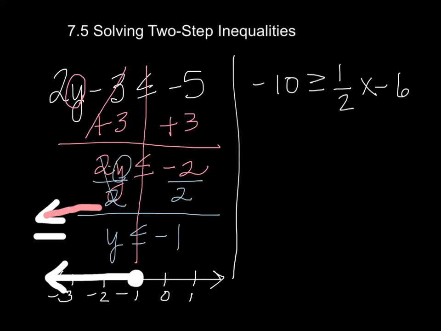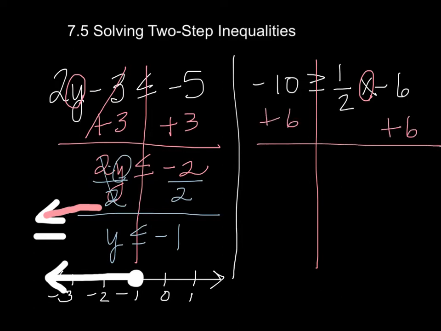All right, let's take a look at the other example that I have over here. We have an x on the right side of my inequality we want isolated. It's currently being multiplied by positive 1/2, and then we are subtracting 6. We always undo addition and subtraction first, so I'm going to undo subtracting 6 with adding 6.